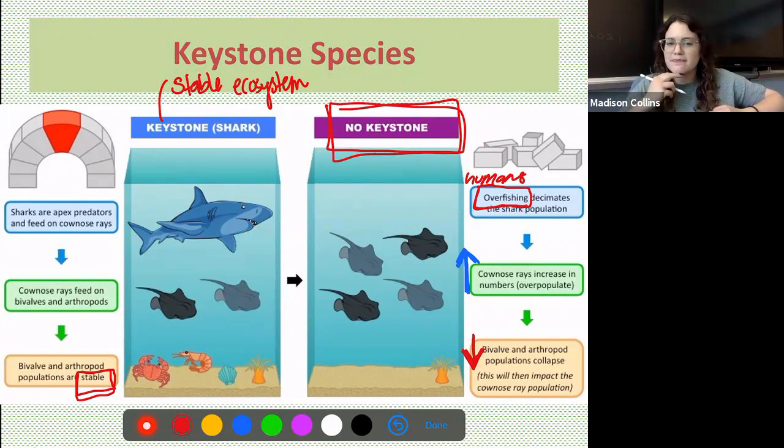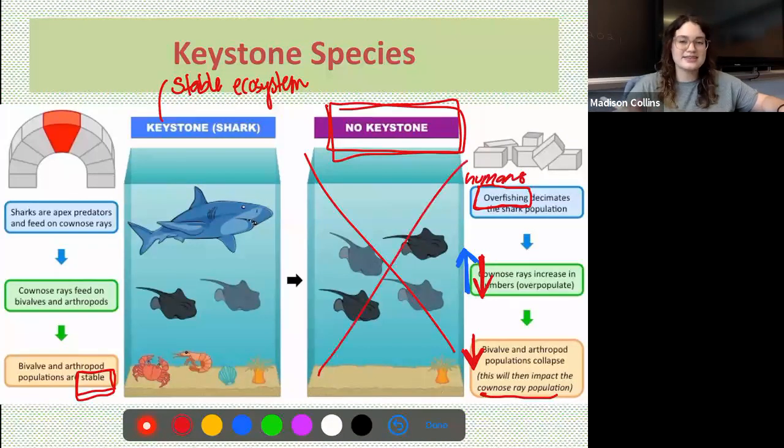But then this story isn't over, right? Because what happens when these populations collapse and there's no longer any food for the rays? Well, that's also going to cause the cow-nose ray population to decrease as well, because suddenly they don't have any food left. So just by removing this one predator from the area, it has completely decimated this entire ecosystem and ruined the stability. So you can see that this little graphic shows the collapse of the ecosystem, which really is what happens when we remove those keystone species.